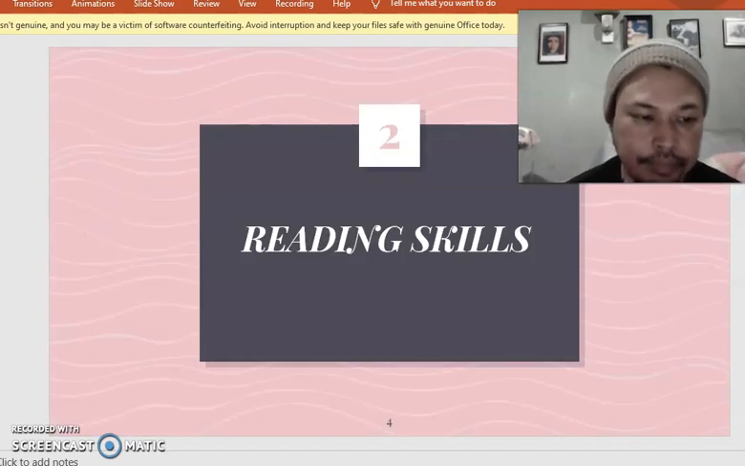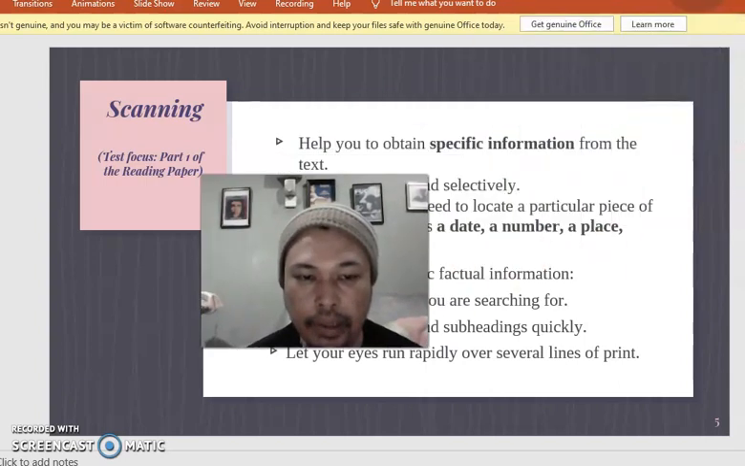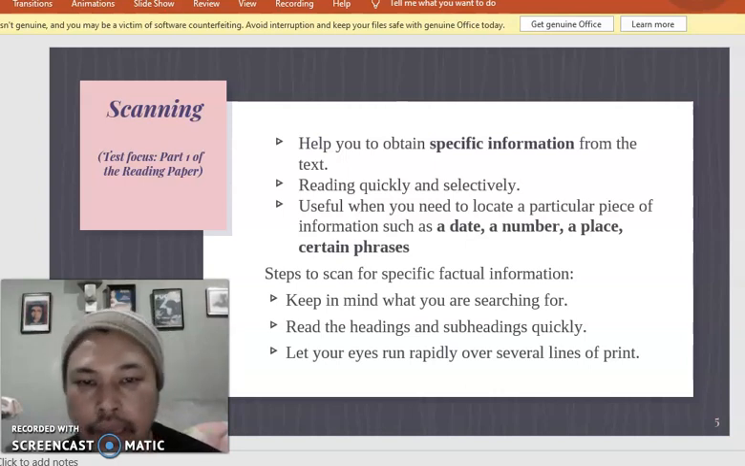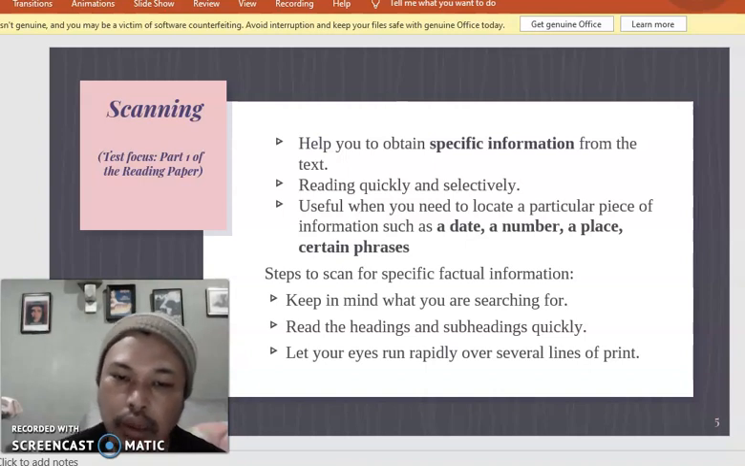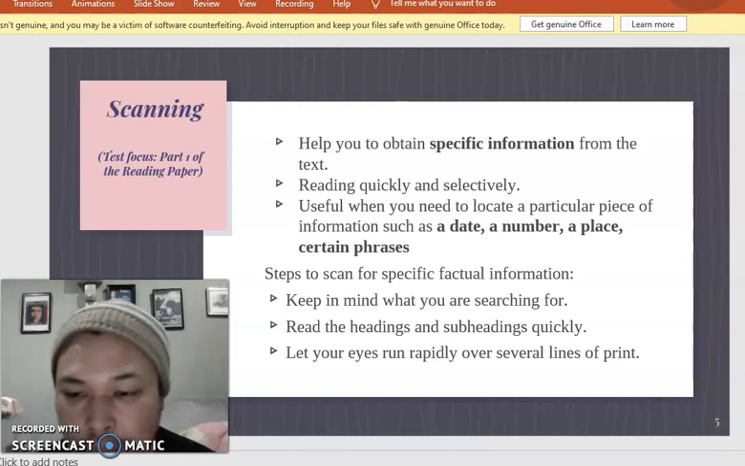So, reading skills. There are several things that are probably common, involving several skills. For example, scanning. Scanning helps you obtain specific information from the text. It is reading quickly and selectively, useful when you need to locate a particular piece of information such as a date, number, place, or certain phrases. Keep in mind what you are searching for. Read the heading and subheading quickly and let your eyes run rapidly over several lines of print.